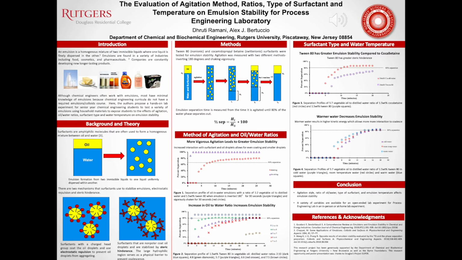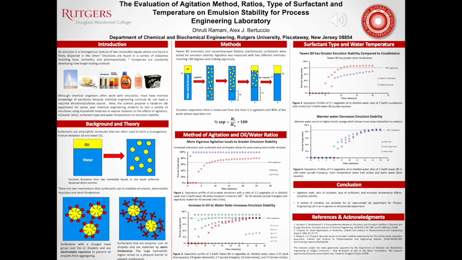One other thing we tested was the type of surfactant. So we tested Tween 80, which is a non-ionic surfactant, and cocobetaine, which is a zwitterionic surfactant, and found that Tween 80 created a more stable emulsion. And that's due to the fact that the molecule of Tween 80 has a much larger head when compared to cocobetaine, so it has a higher steric hindrance.